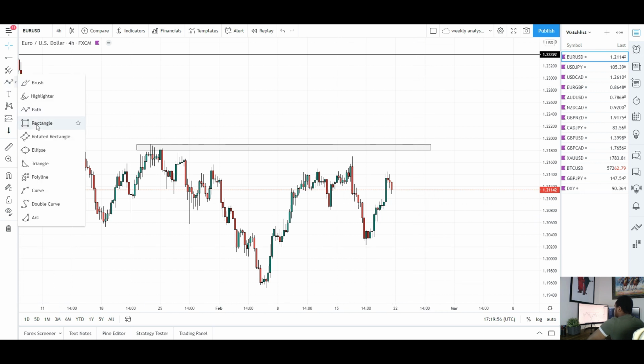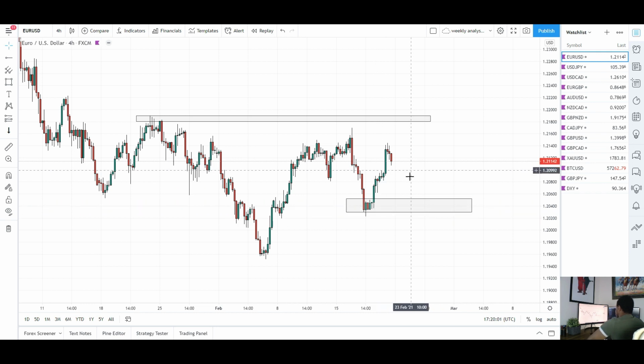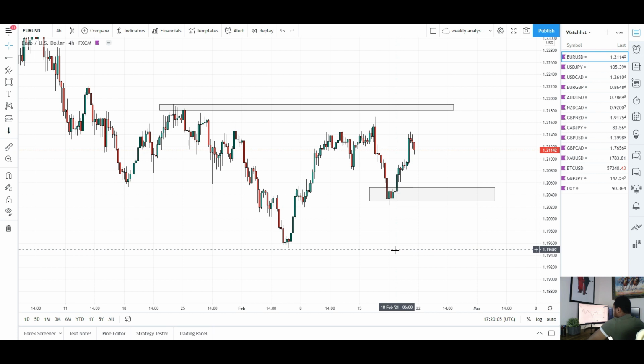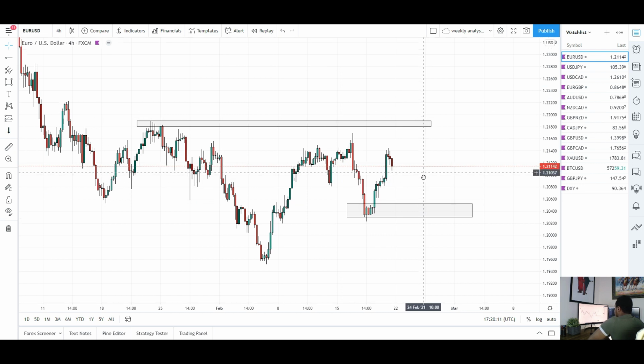If we do take out this support level next week, I'll probably change my bias. At that point, I'll probably say expect further continuation to the downside for USD. But again, as long as this level holds and we don't take out that level, I think EUR/USD is on its way to the upside.